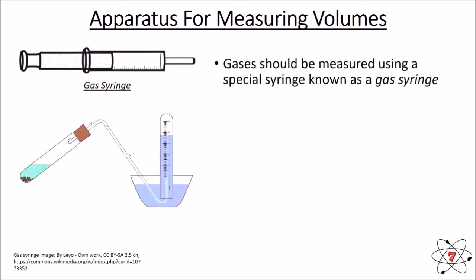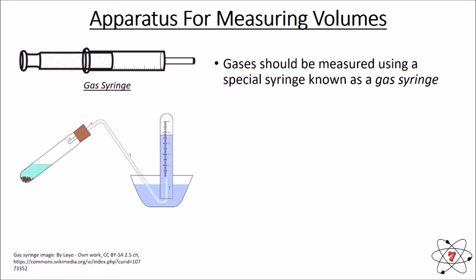Now, gases can also be measured, and we use a special type of syringe called a gas syringe. These will collect gas because they have a very, very low amount of friction. So gas will push the syringe out and you can measure how much gas is being released.